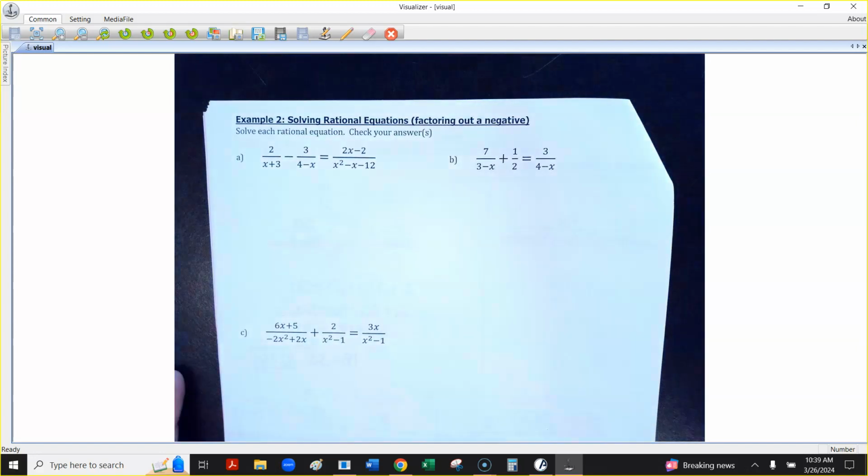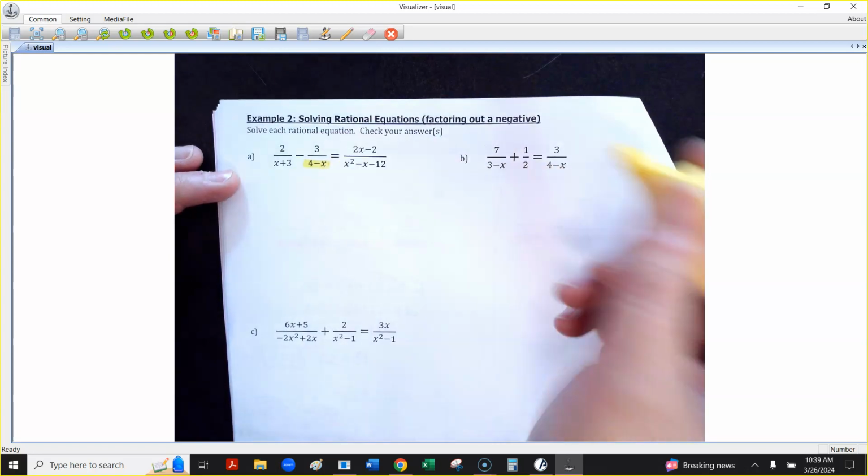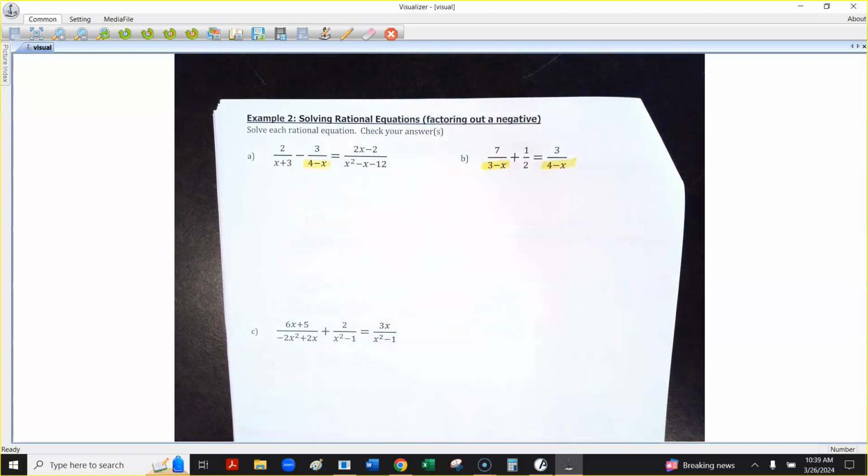Now, the next two questions, I'm just going to show you a little trick, okay? Do you see in these guys the denominators are written in a different format than you're used to seeing? I have a number minus x. If we were to write any of those in standard form, we'd have negative x plus 4, or we'd have negative x plus 3 for the other one. But two of them are really similar. So I just want to show you this little tiny trick that you can use.